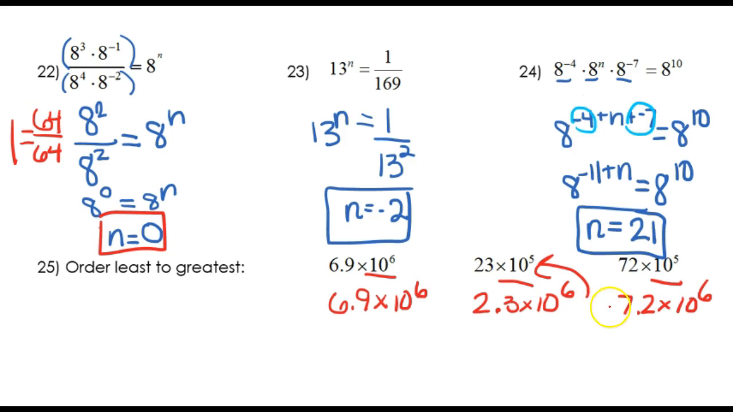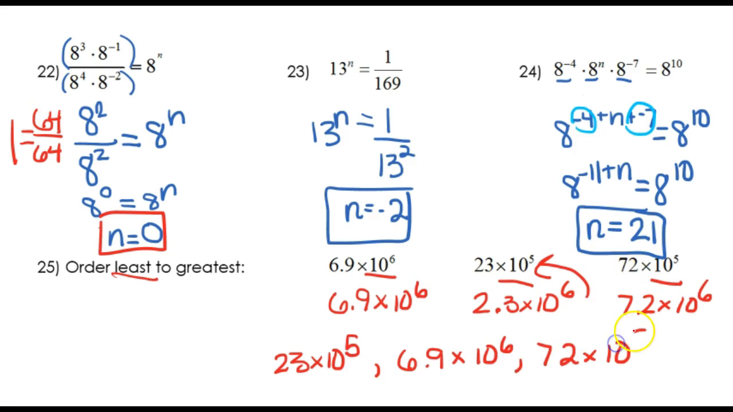Now that we know they're all in the same powers, we can just compare the constants in the front of the scientific notation. So when we order this least to greatest, the smallest number here is going to be 23 times 10 to the 5th. Then we have 6.9 times 10 to the 6th. And last but not least, 72 times 10 to the 5th power.